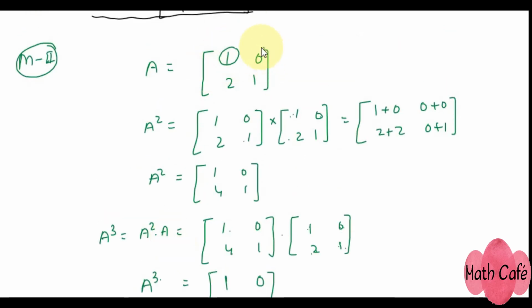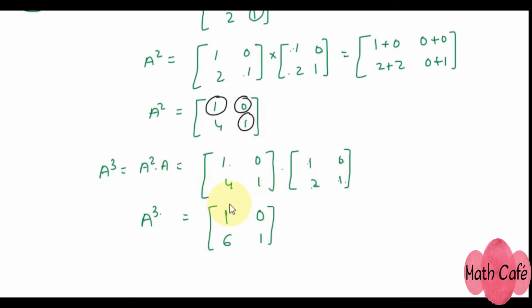1, 0, and 1. Alright. In A square, it is common 1, 0, and 1. In A cube, it is common 1, 0, and 1. Only this element is going to change. So let's see the pattern of this element.